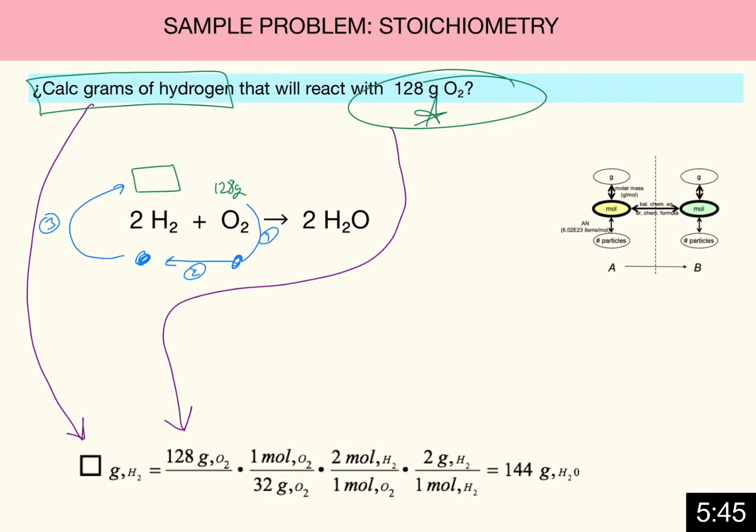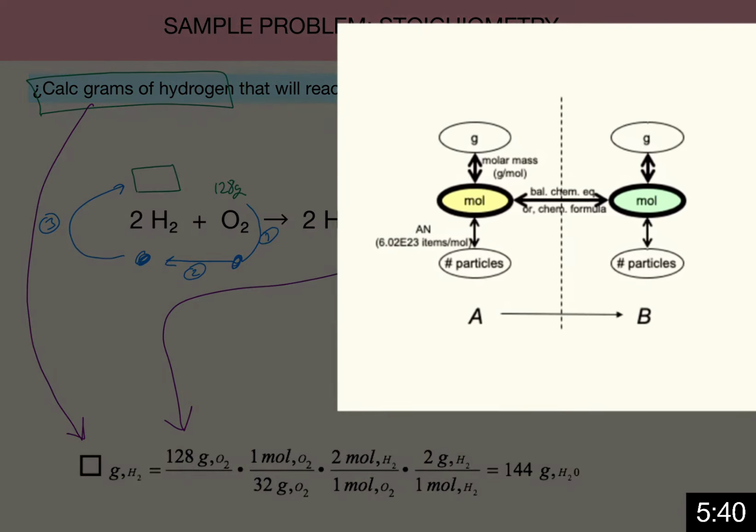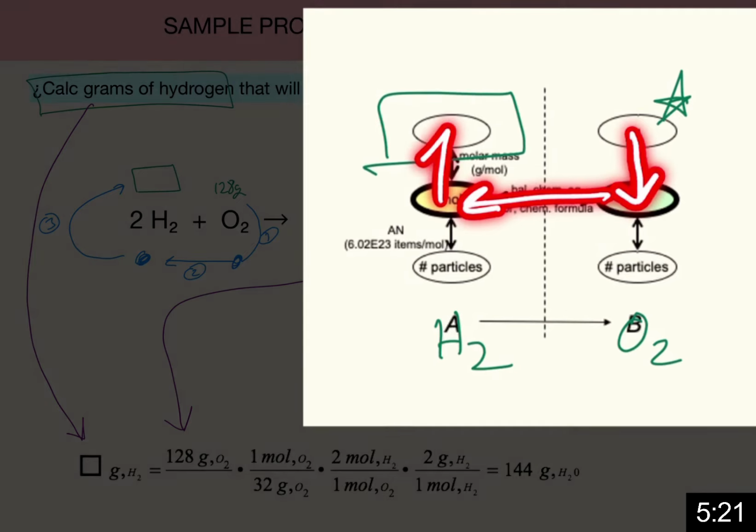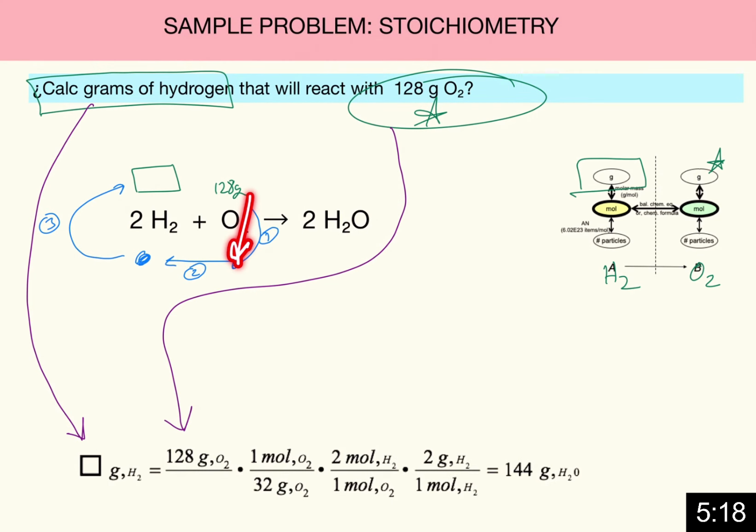Oh, by the way, if we're going to map that, those of you who are picture type of people, here we go. Where is your box? It's right over here at grams of H2. And where is your star? It's right here on grams of oxygen. And so you can actually see the flight path. 1, 2, 3. So you know you're going to start and you're going to need 1, 2, 3 conversion factors to get you there.